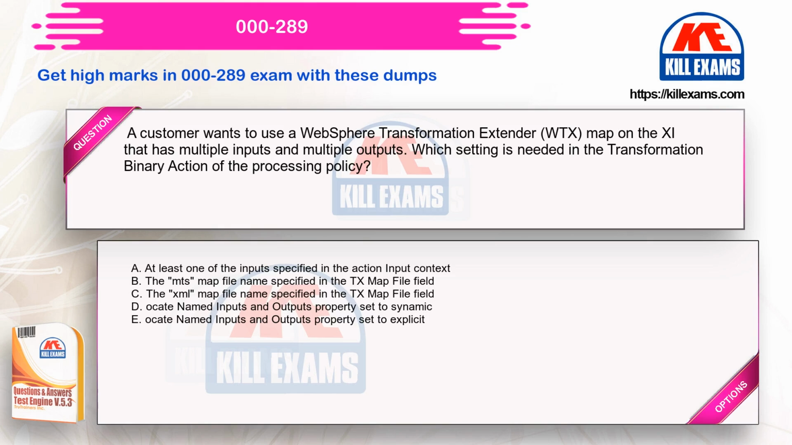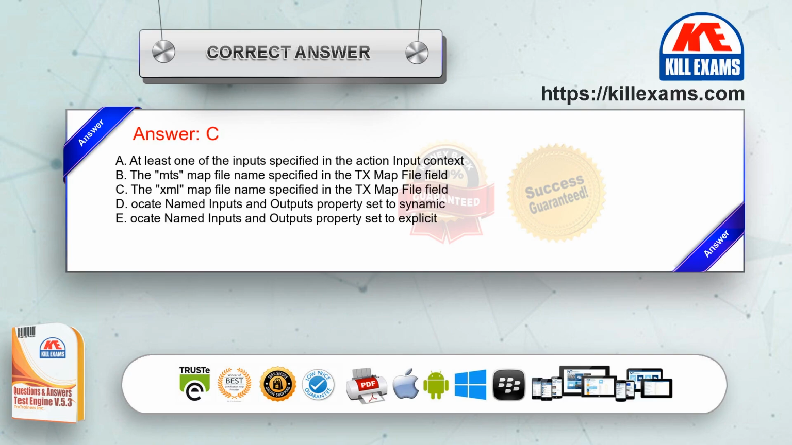Option A. At least one of the inputs specified in the action input context. Option B. The MTS map file name specified in the TX map file field. Option C. The XML map file name specified in the TX map file field. Option D. The named inputs and outputs property set to dynamic. Option E. The named inputs and outputs property set to explicit. The correct answer is option C.